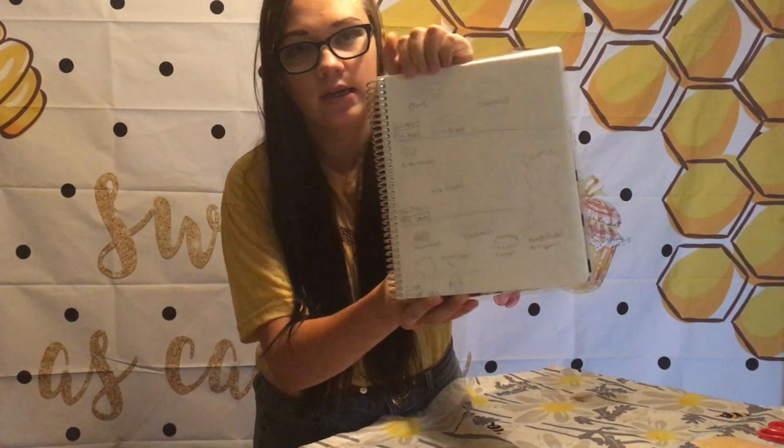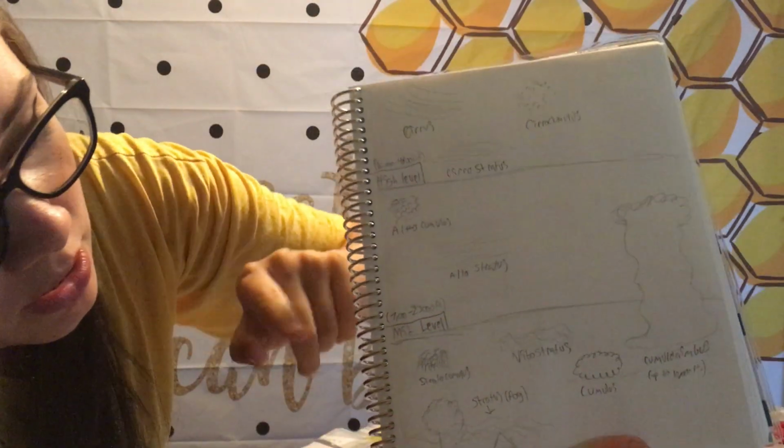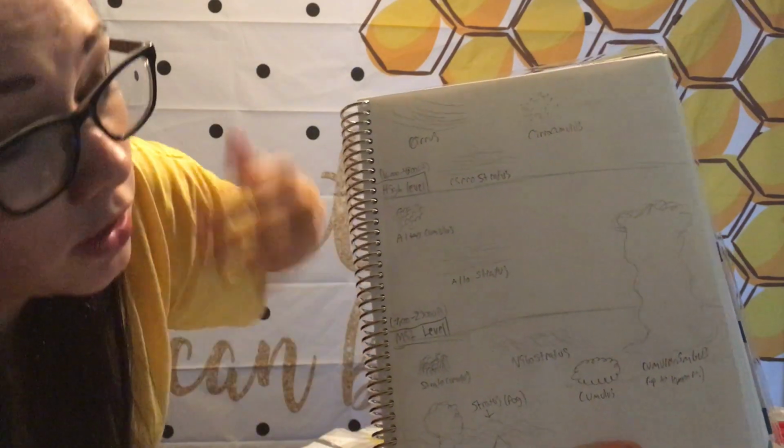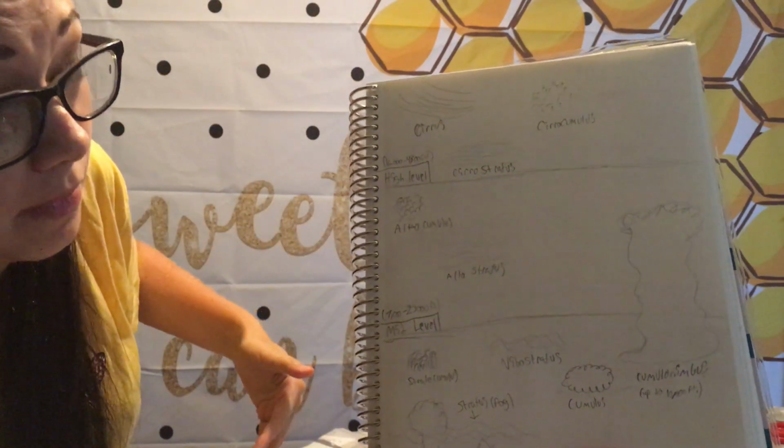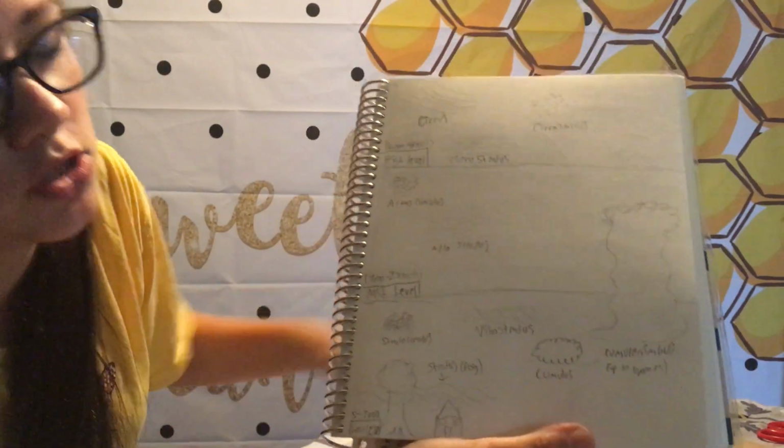Have you ever looked up in the sky, seen all the different clouds, and wondered what's going on up there? Because I sure have. So here, in this handy dandy little drawing I made, there are three different levels. The lowest level is where a majority of the kinds of clouds are.